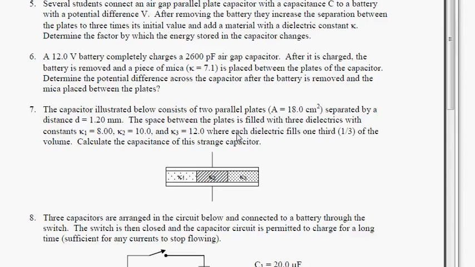Okay, let's look at 6, which is a lot like 4 and 5 in that it is really easy. So we have a 12-volt battery which completely charges a 2600 picofarad air gap capacitor. And then the battery is removed and a piece of mica with kappa 7.1 is placed between the plates of the capacitor. Determine the potential difference across the capacitor after the battery is removed and the mica placed between the plates. Okay, pretty easy. So here we go.